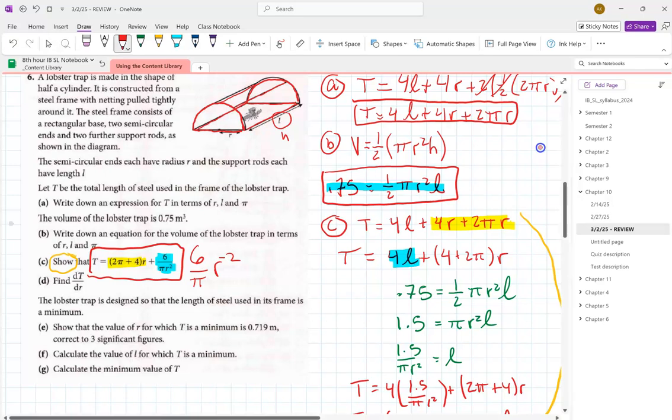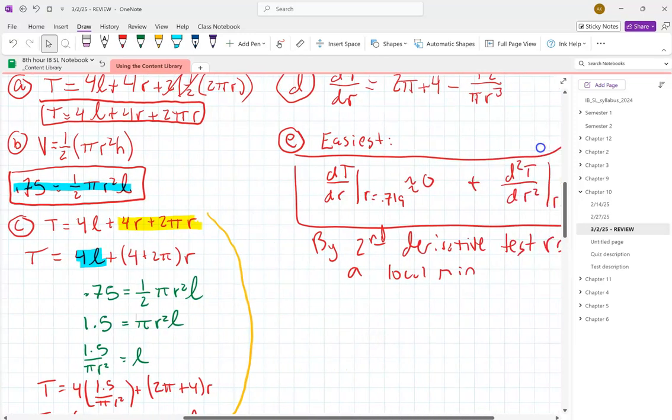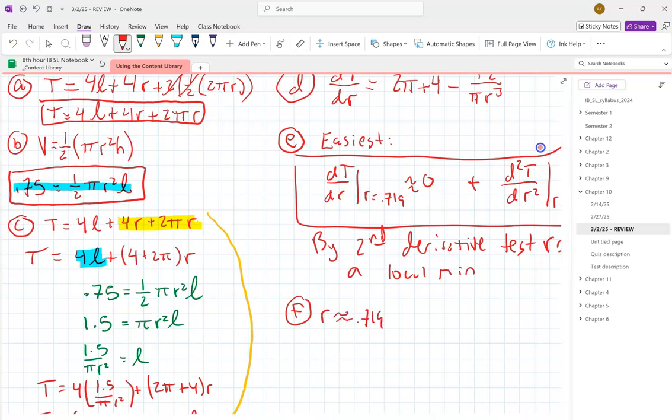So there's that. Calculate the value of L for which t is minimum. So we know that r at about 0.179 gives t a minimum, right? And we know that L is equal to 1.5 pi r squared. So that'll give us our value for L that makes t minimum.